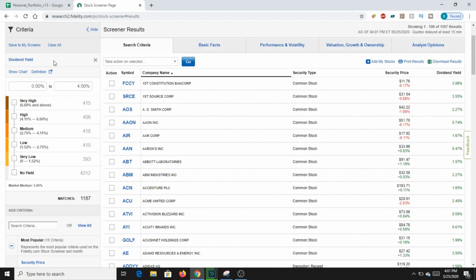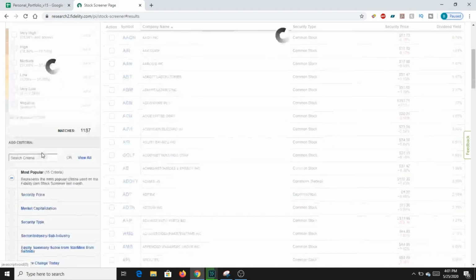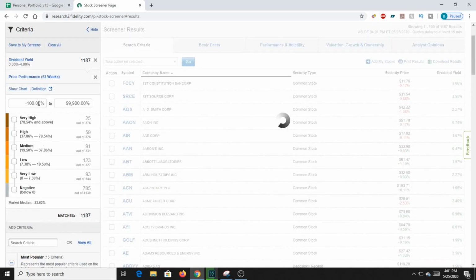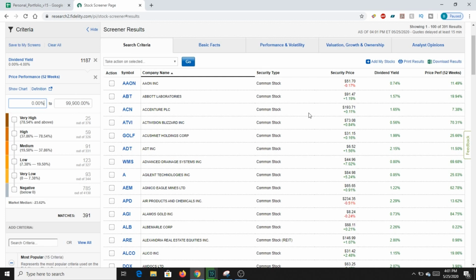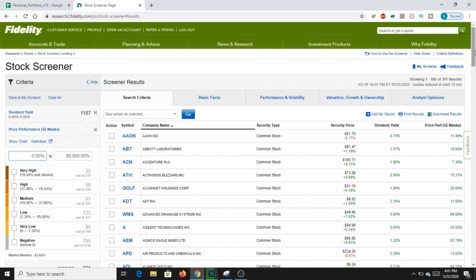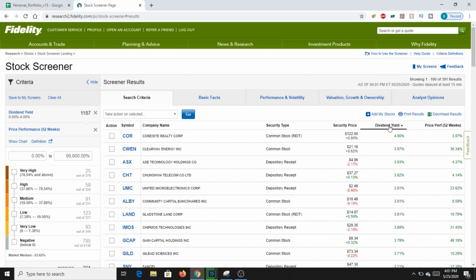So now that you have dividend growth and dividend yield in there, you want to make sure that it was positive over the last, let's just say, 52 weeks. So we're going to go 0%. What this will do is show all the companies that are positive in terms of return and have a yield below 4%. Now you can see here, let's say you want to highlight specifically the companies that have the 4% yield and have been positive in terms of performance over the past 52 weeks.